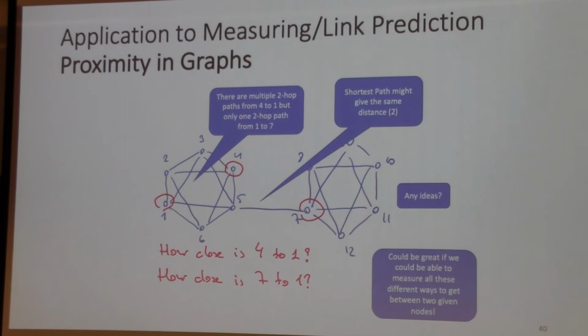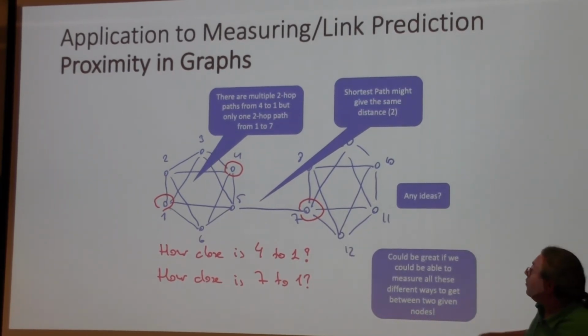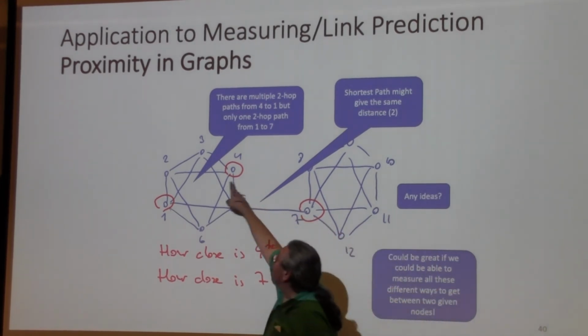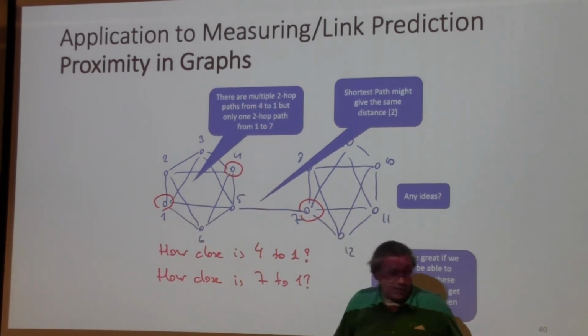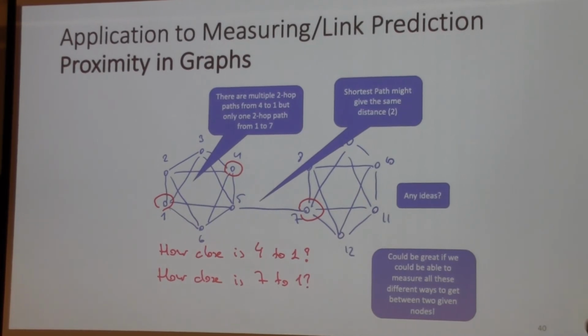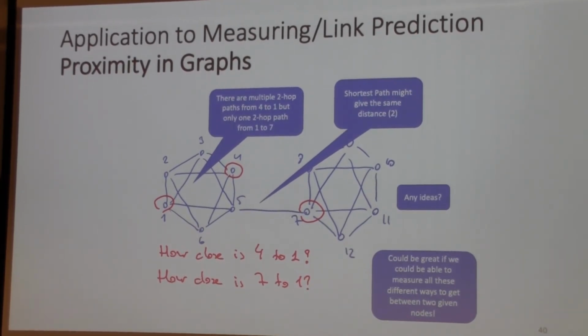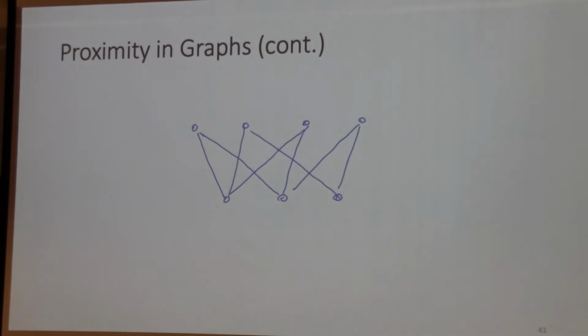Can we do something PageRanky to figure out which one of these is closer to 1? Actually, we can. And we can do a random walk thing. We can start from node 1, and we can do random walks. And we can see how often we end up with 4, how often we end up with 7. And so we can figure out which one is closer.